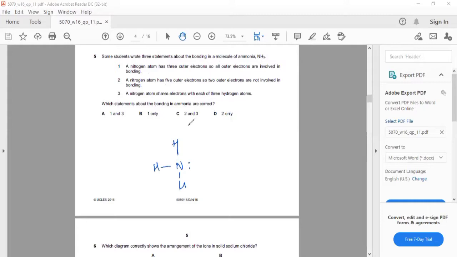So that statement is wrong. It has 5 electrons in the outermost shell. So two outer electrons are not involved in bonding. Yes, this is true. A nitrogen atom shares electrons with each of three hydrogen atoms. Yes, 2 and 3 are correct. So C is the answer.